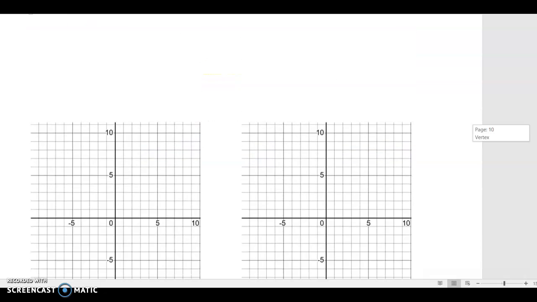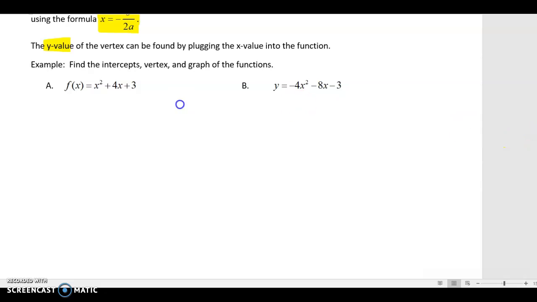So we're going to come down here, and we've got two functions. Let's do one. We're going to find the intercepts, vertex, and then we're going to graph the function. So the first one is f of x equals x squared plus 4x plus 3. So let's just kind of run back to our intercepts. Remember, x-intercepts, let y be 0.